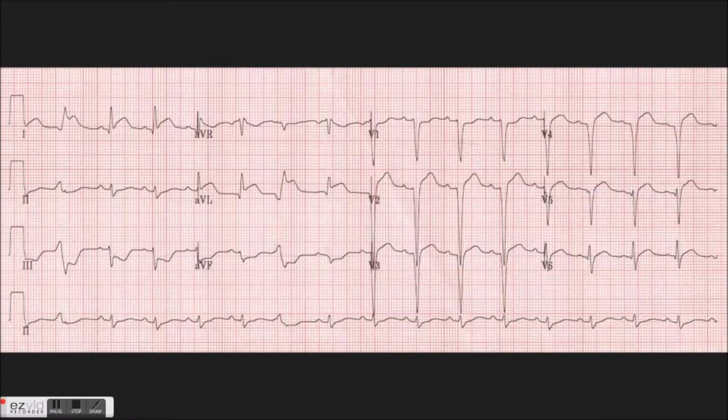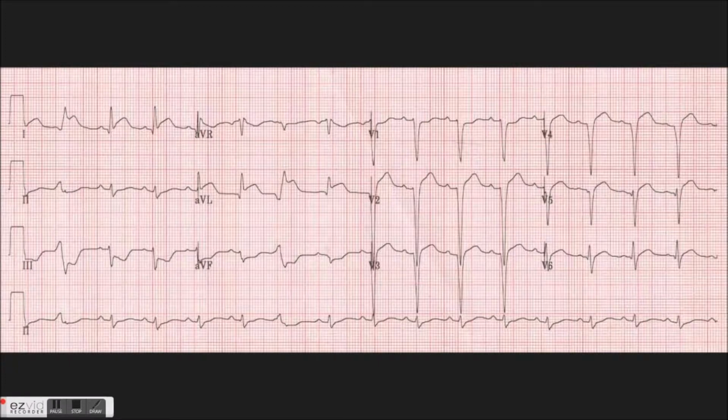Not quite as prominent in lead 2, but that's the way the game is played, right? You don't always get beautiful reciprocal depression. But as long as you've got it somewhere and it accompanies that elevation, you can be certain that you're waking the cath lab team up at 3 in the morning for the right reason, okay?